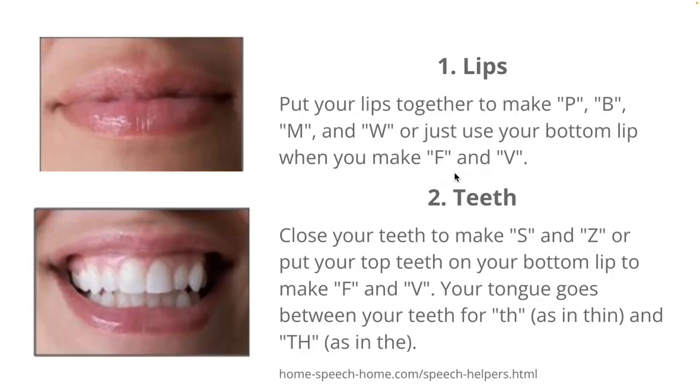Sometimes I'll do that really exaggerated just so they can see what's happening, but having them use a mirror or look or even feel the position of their lips can help them with that. With our teeth, we close our teeth to make the S or Z sound. We put our top teeth on our bottom lip to make the F and V sound. And our tongue goes between the teeth for the th sounds. And that's a unvoiced and voiced TH sound.